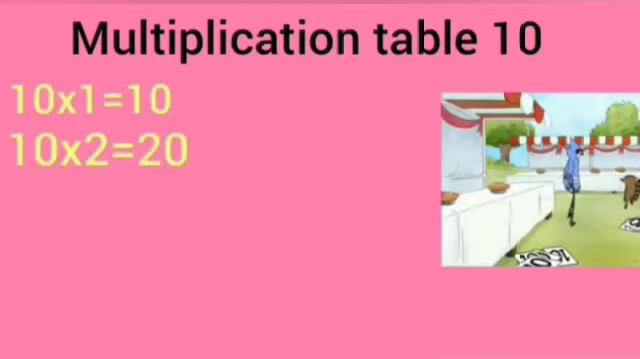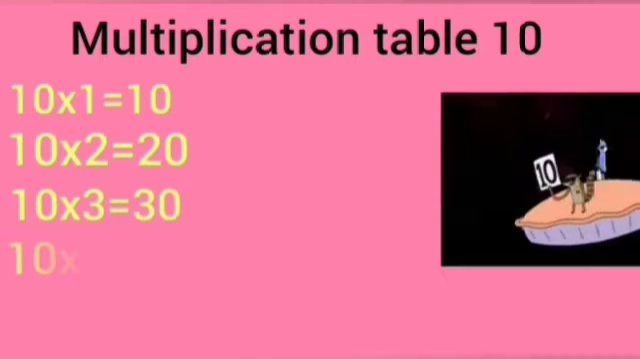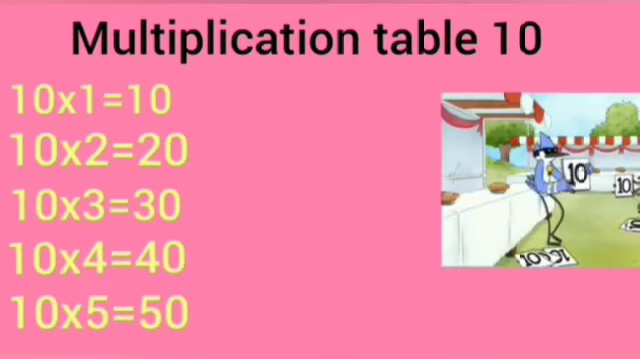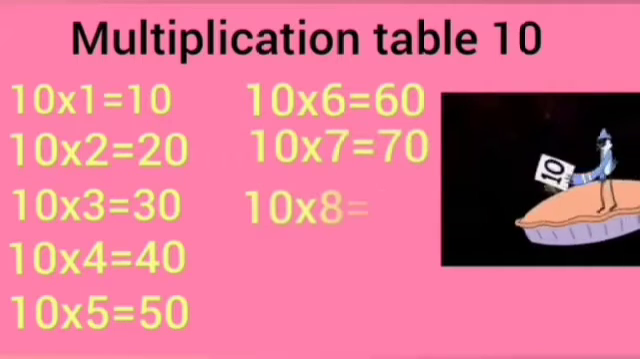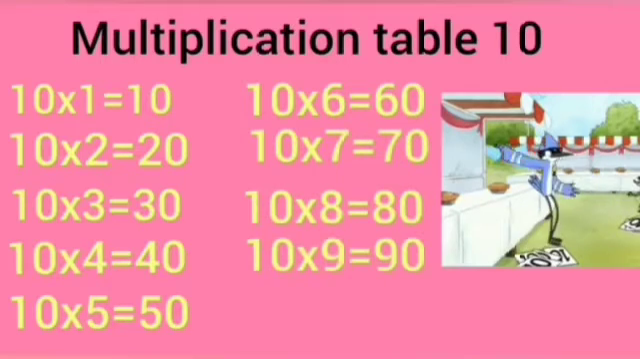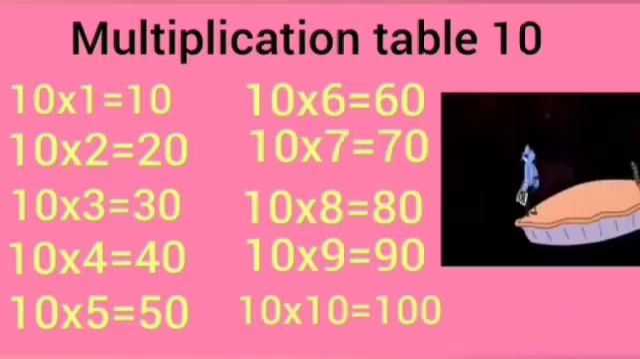Now we can learn multiplication table of 10. 10 ones are 10, 10 twos are 20, 10 threes are 30, 10 fours are 40, 10 fives are 50, 10 sixes are 60, 10 sevens are 70, 10 eights are 80, 10 nines are 90, 10 tens are 100.